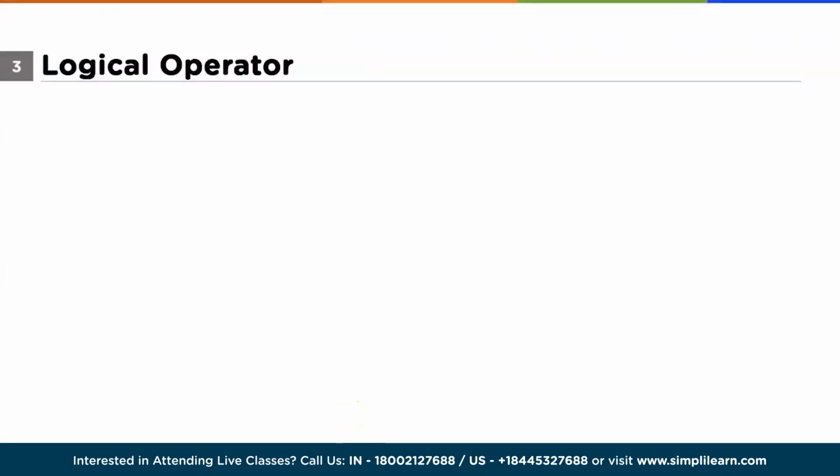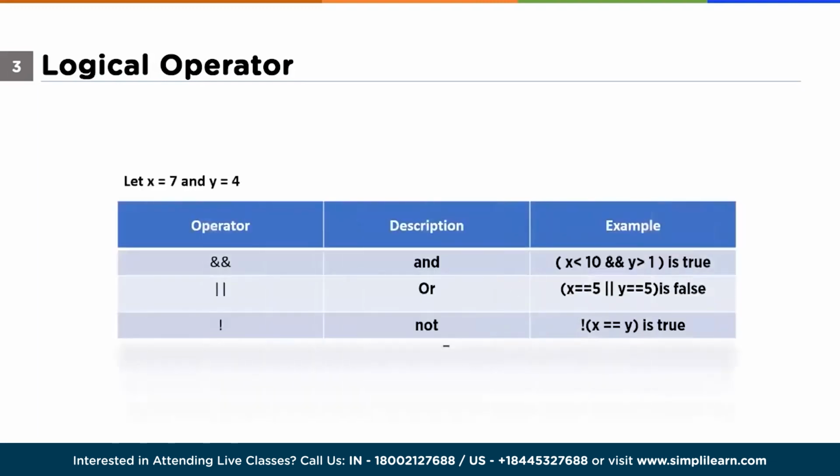Next up, we have the logical operators. Logical operators are used to determine the logic between two variables or values. We use logical operators to check whether multiple conditions are true or false. Here on your screen you can see the three different types of logical operators present in JavaScript along with their syntax and example. So AND, OR, and NOT are the three operators present in JavaScript.